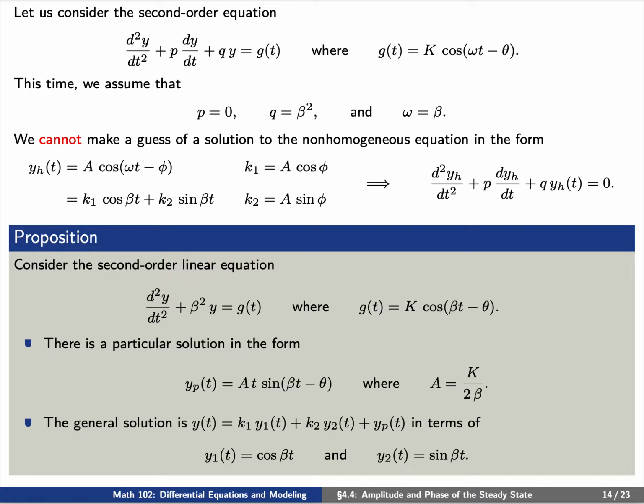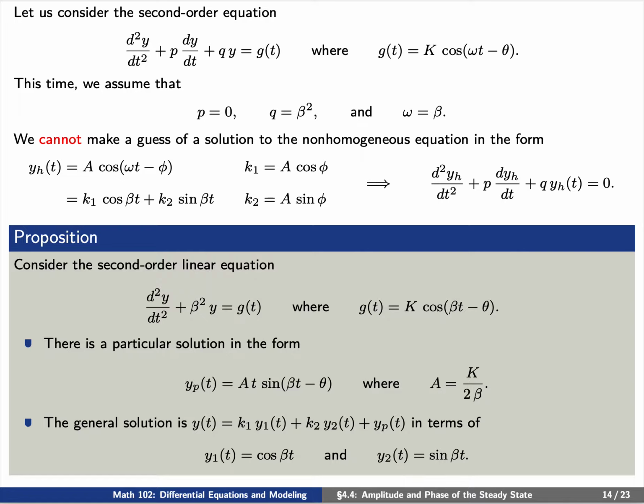Now, if we go back to the non-homogeneous second order equation, we'll consider the special case when we really do have resonance. That is, p is equal to 0, q is equal to beta squared, and omega, our angular frequency, equals beta. We found that we cannot make a guess of the form y equals capital A times cosine of omega t minus phi, because it turns out that this now will be a solution for the homogeneous equation.